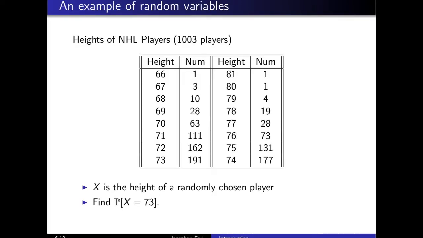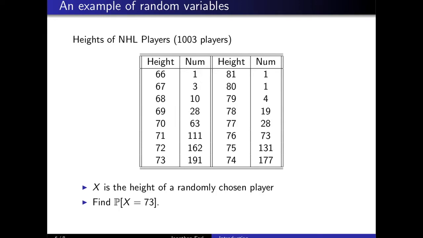So we could take X to be the random variable describing the height of a randomly chosen player. We're going to just put all of the NHL players into a pot, randomly pick one out, and X is our random variable to describe the height of a player randomly chosen.